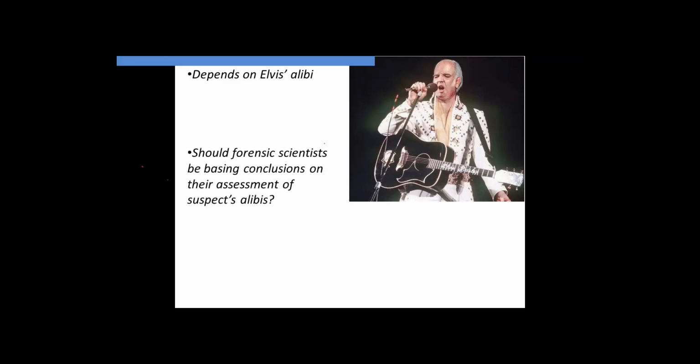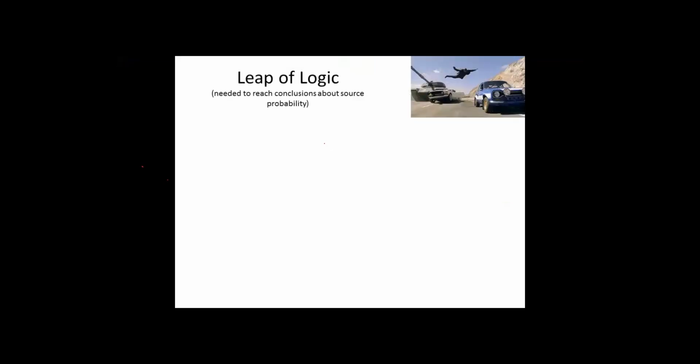That raises the question, should forensic scientists be basing their putatively scientific conclusions on things like assessment of the plausibility of suspects' alibis? Or should they be reaching scientific conclusions that rest upon an assumption about whether the suspect could have been the source? This is what makes the source probabilities problematic.